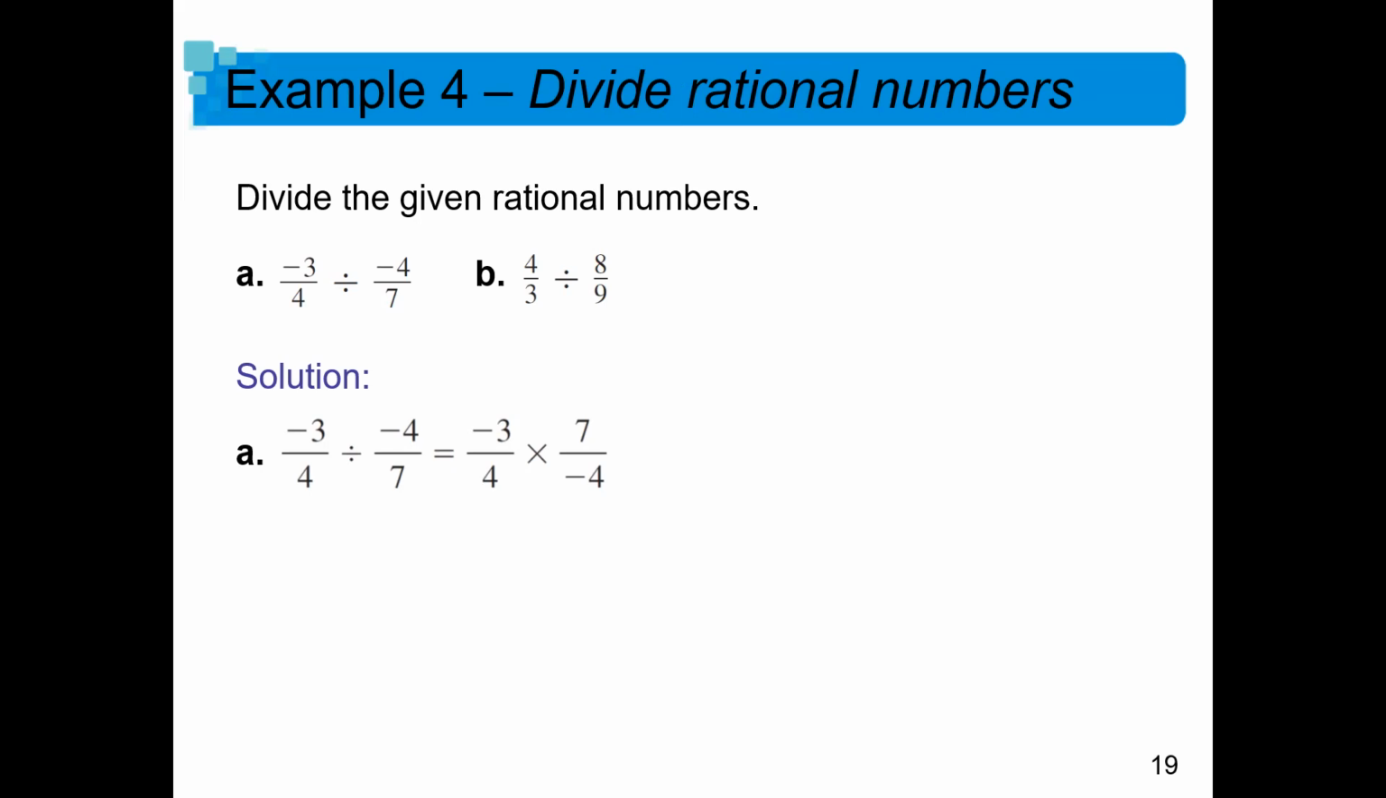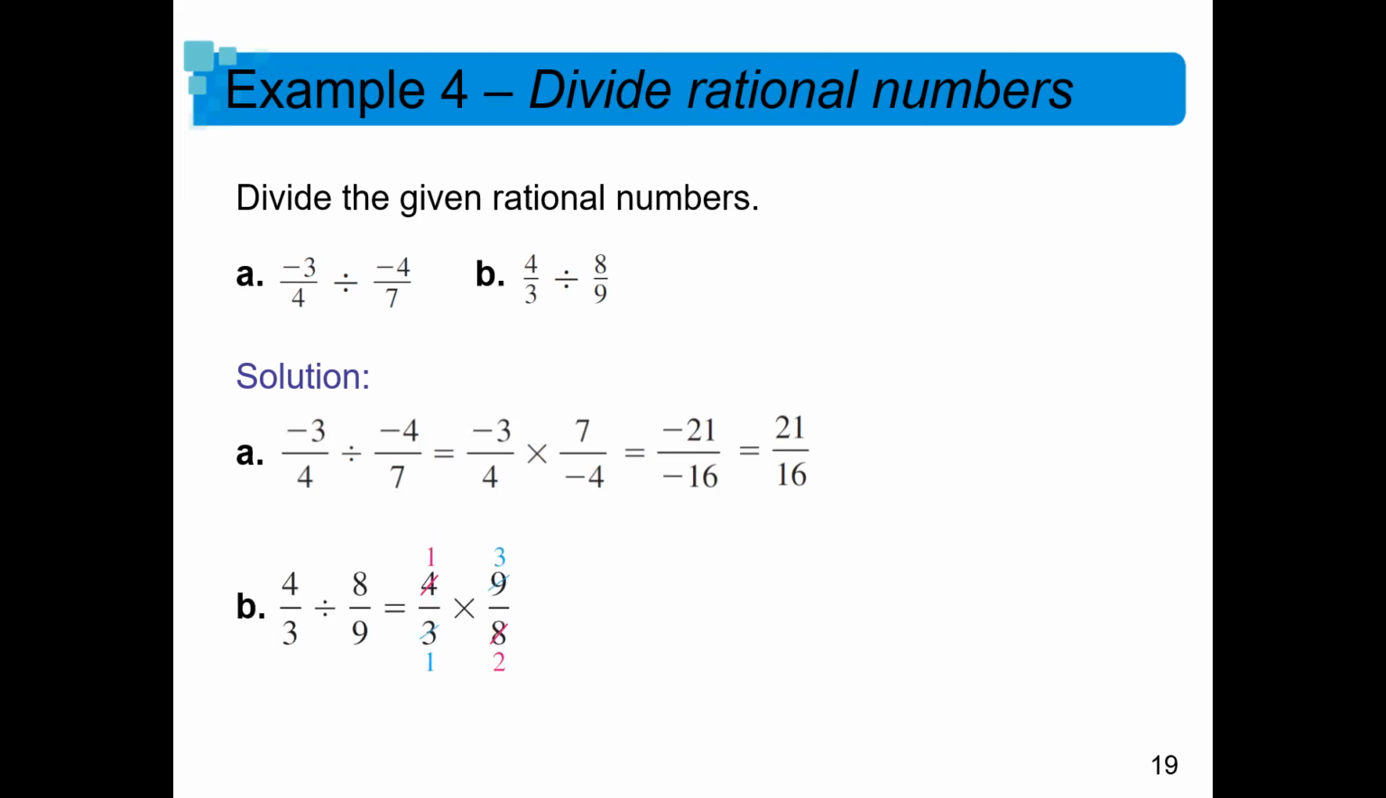Then it becomes a matter of just multiplying the numerators and multiplying the denominators. And in this case, since the negative sign appears in both numerator and denominator, you can cancel it out. And you're left with the final answer, an improper fraction, 21/16.